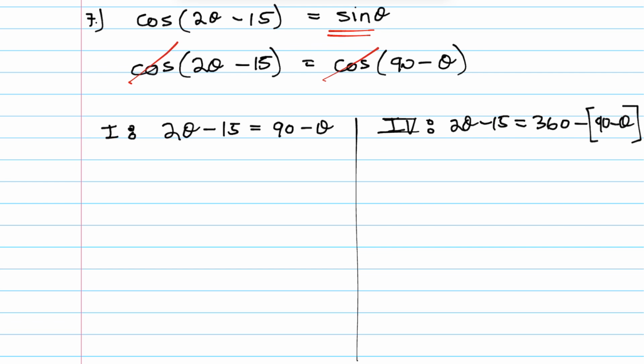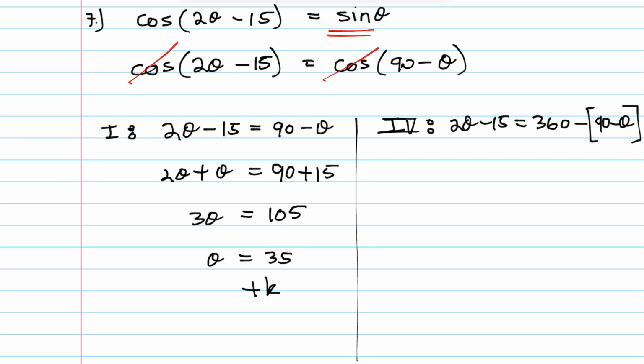Now let's continue solving this. Add theta to both sides, and also add 15 to both sides of the equation. This simplifies to 3 theta equal to 105 degrees. Therefore, theta is equal to 35 degrees. This time plus k 180, I mean k 120, because we divided by 3.